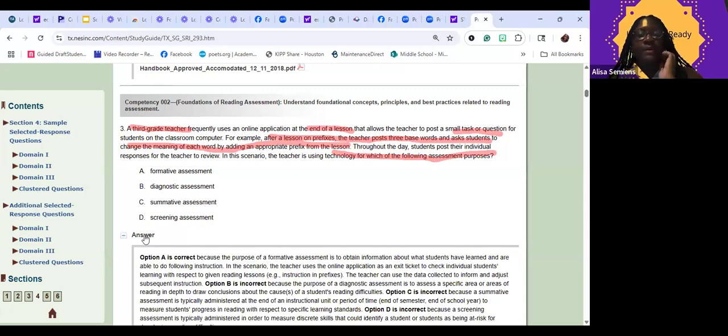A is correct because the purpose of a formative assessment is to obtain information about what students have learned and are able to do following instruction. Really nice work. So that is going to be a formative assessment.